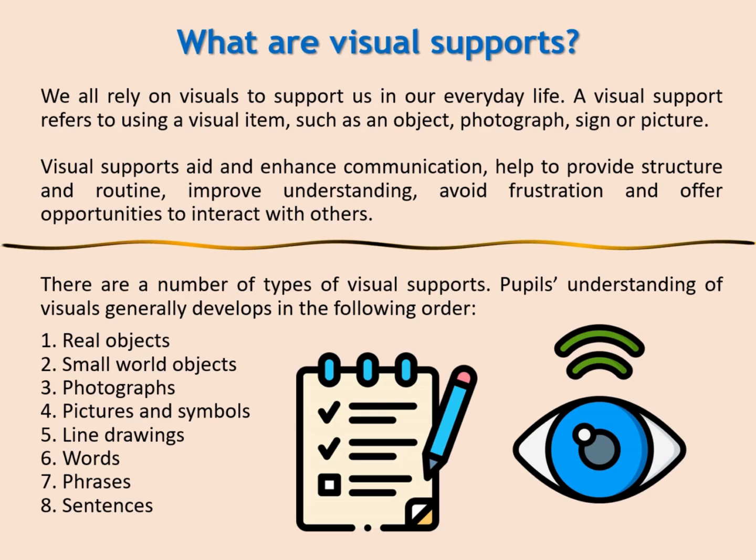Pupils' understanding of visuals generally develops in the following order. 1. Real objects. 2. Small world objects. 3. Photographs. 4. Pictures and symbols. 5. Line drawings. 6. Words. 7. Phrases. And 8. Sentences.